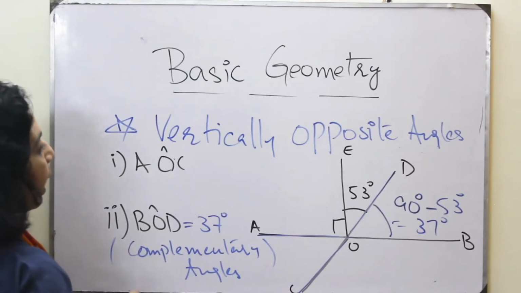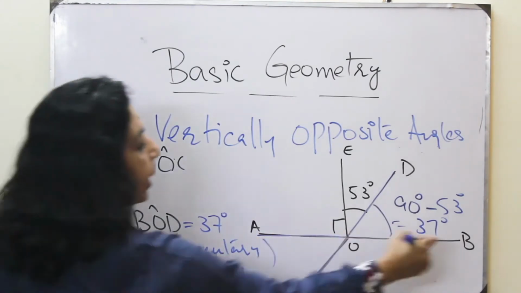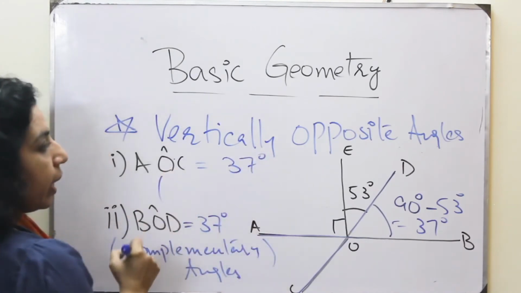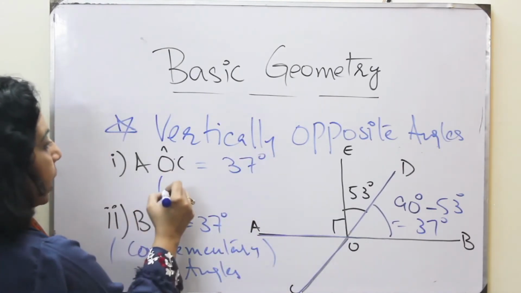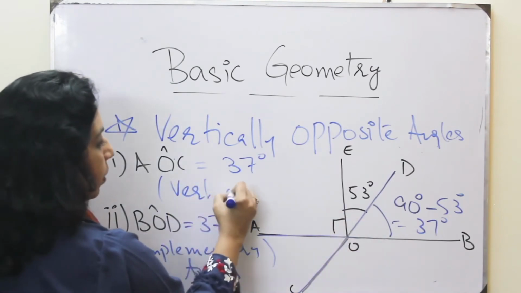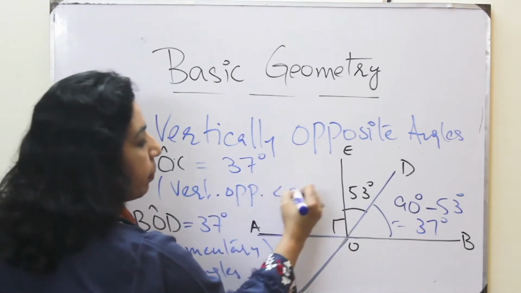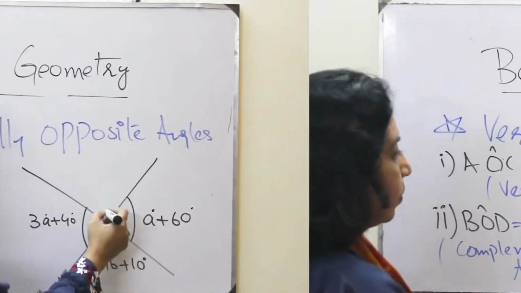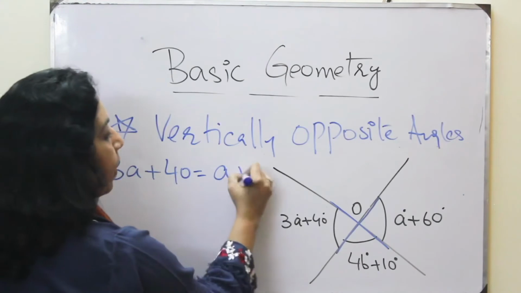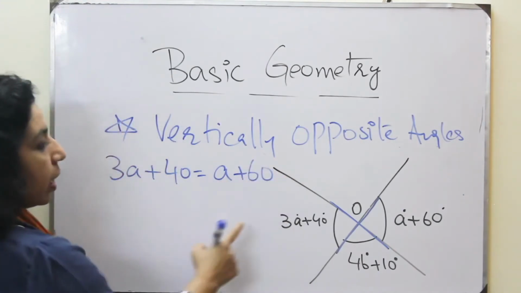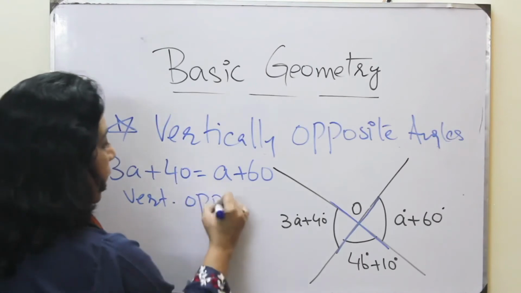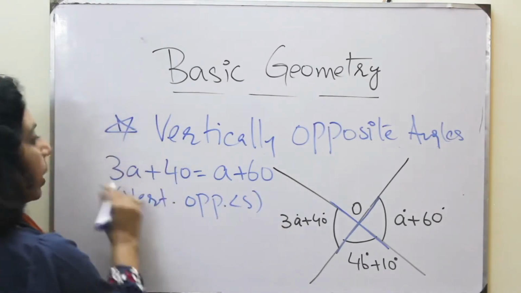And when I have to take AOC, that is exactly equal to 37, and my logic is that AOC is vertically opposite to BOD. So 3A plus 40 equals A plus 60. These are vertically opposite. We shall write vertically opposite angles, and this is a linear equation.